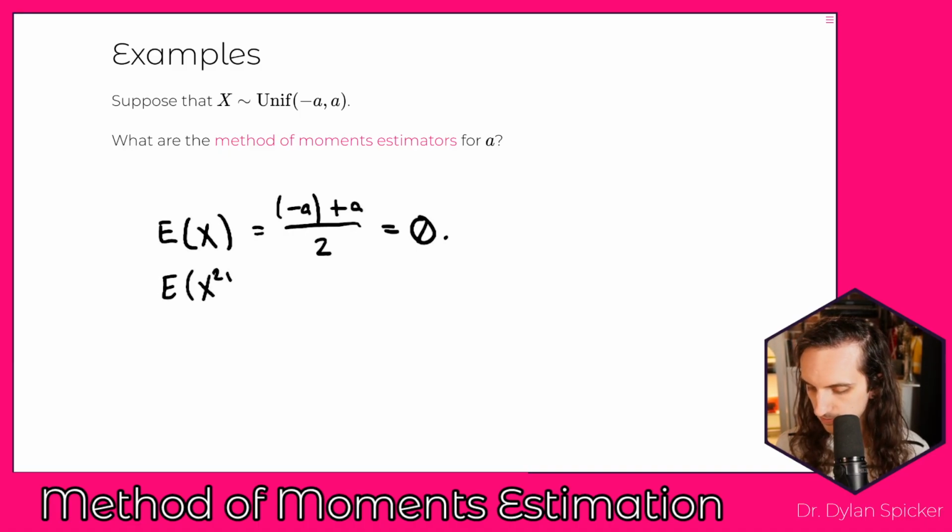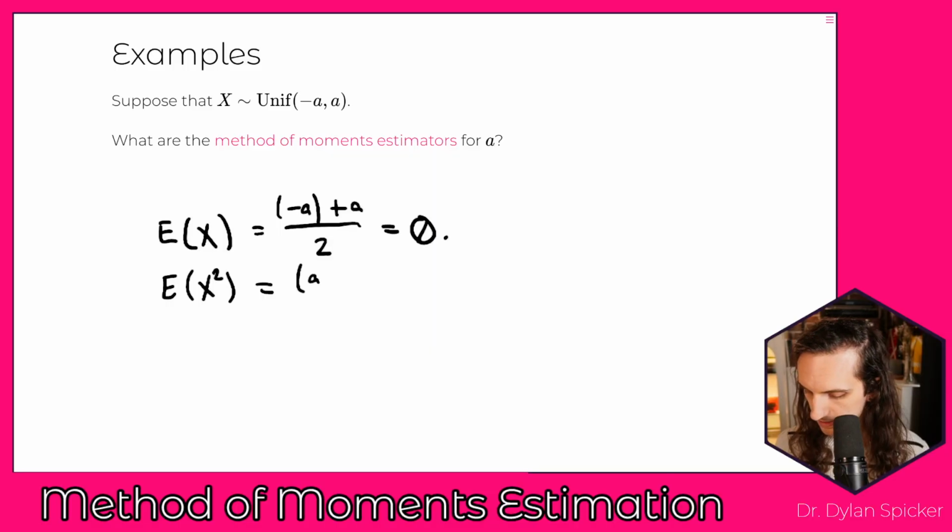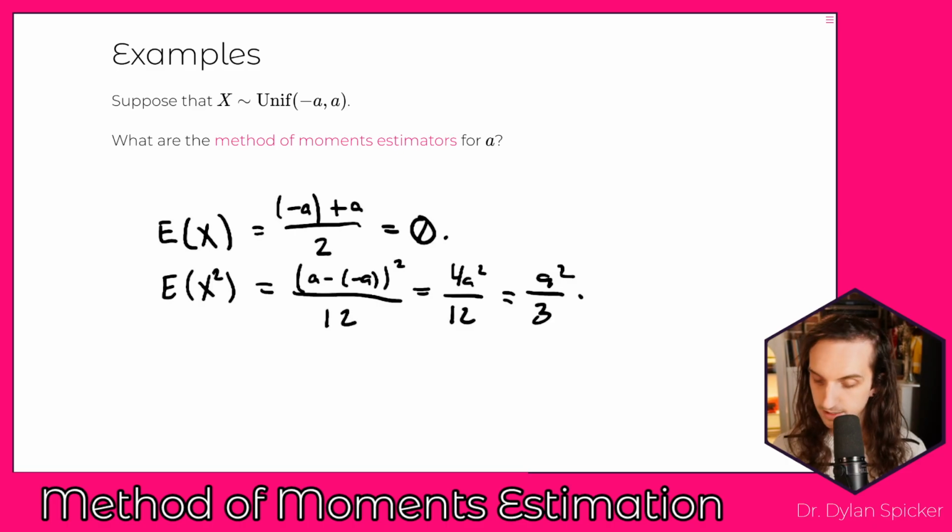So what's the expected value of x squared? It is going to be b minus a squared over 12, so that's a minus negative a squared divided by 12. A minus negative a squared is 4a squared over 12, and so that's a squared over 3. Now we have one equation that depends on a.